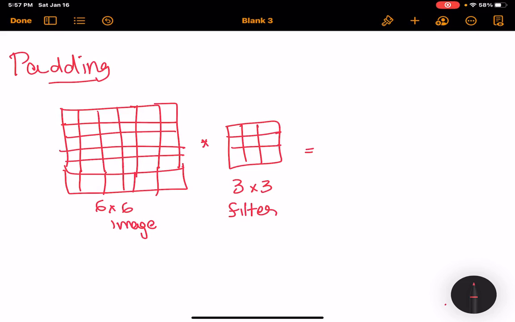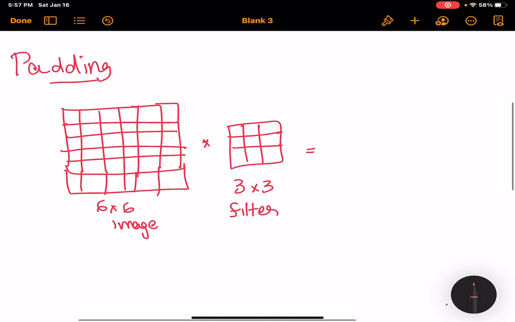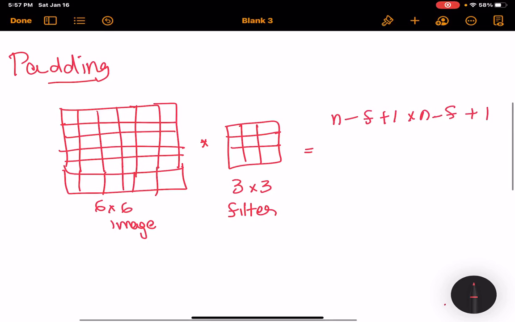So let us first see an example with a 6x6 image which is convolved by a 3x3 filter. Then the resultant image would be n minus f plus 1 cross n minus f plus 1, which is 6 minus 3 plus 1 into 6 minus 3 plus 1, which is equal to 4 cross 4.